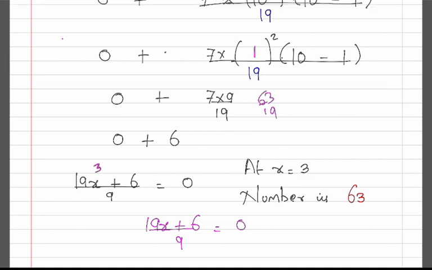So this will be what? 19 times 3 is 57. 57 plus 6 is 63. 63, when you divide it by 19, you know the remainder is 6. And 63, when you divide it by 9, you know the remainder is 0. I know that the answer is 63.